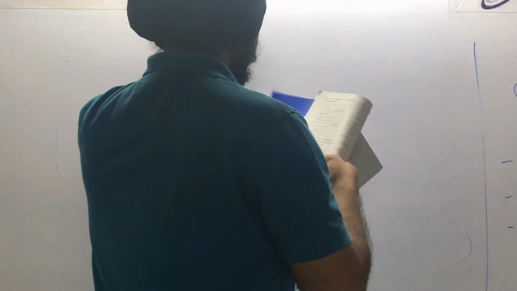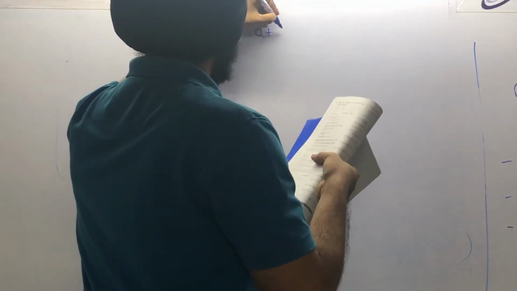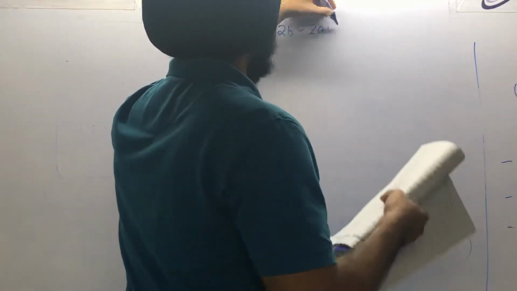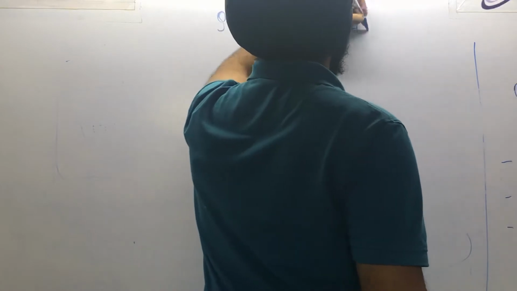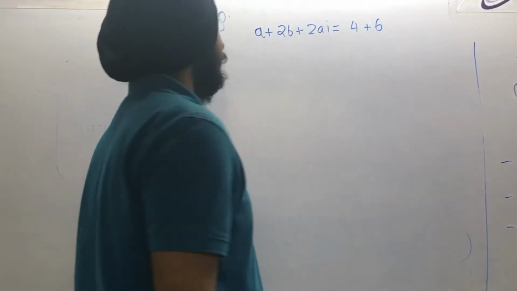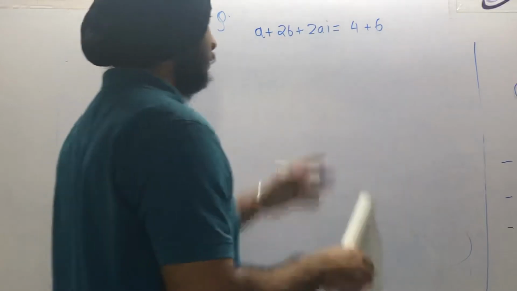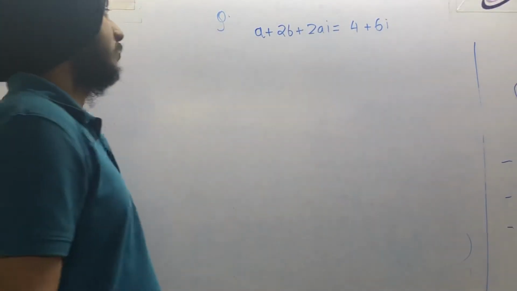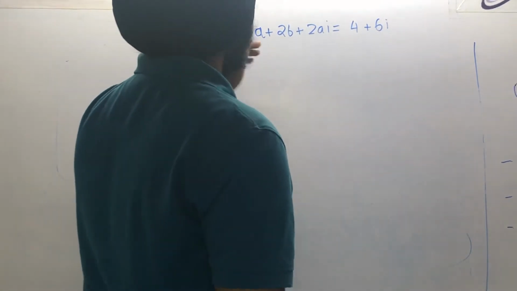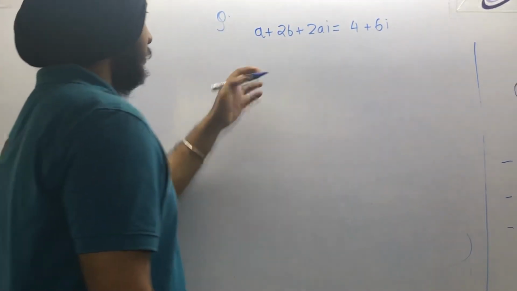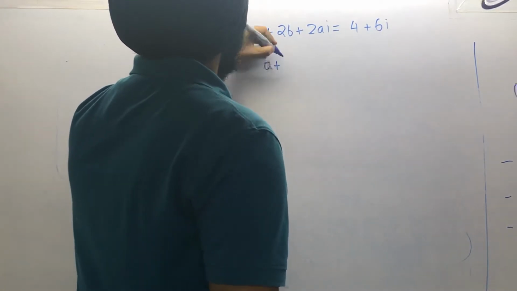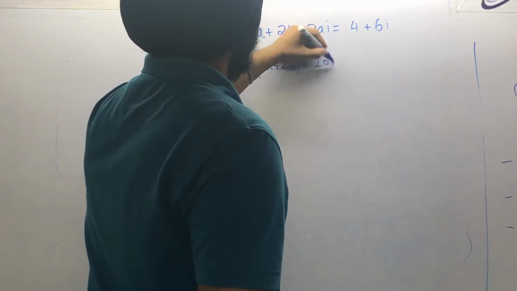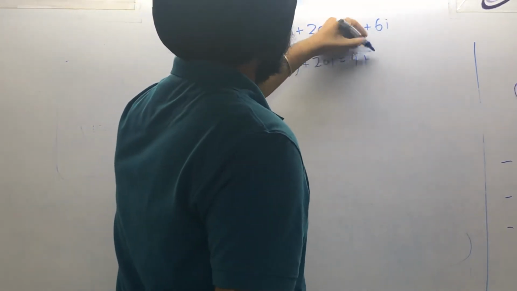So this is the question. A plus 2b plus 2ai is equal to 4 plus 6 iota. We have to find the value of A and B. Okay, so first of all, just separate the real and imaginary parts. A plus 2B plus 2Ai is equal to 4 plus 6 iota.